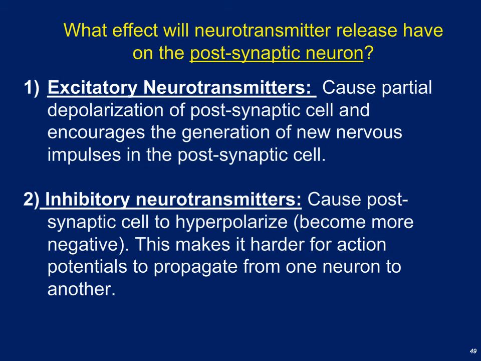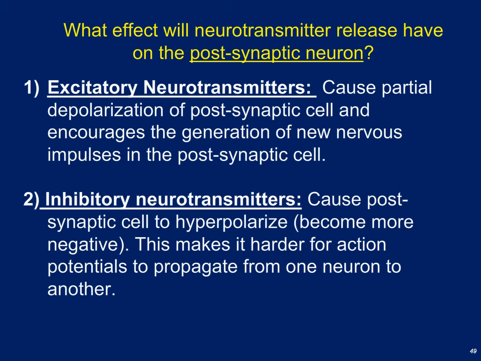Now, excitatory neurotransmitters are neurotransmitters which will cause that postsynaptic cell to partially depolarize. That is, it will go from a negative resting voltage of around -70 to something that's higher than that, let's say -50. So it gets it closer to the threshold, closer to the point at which it might fire off its own action potential.